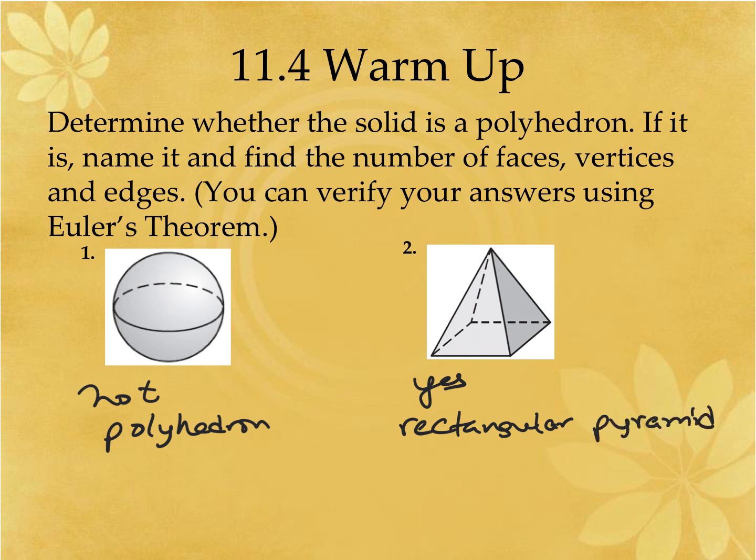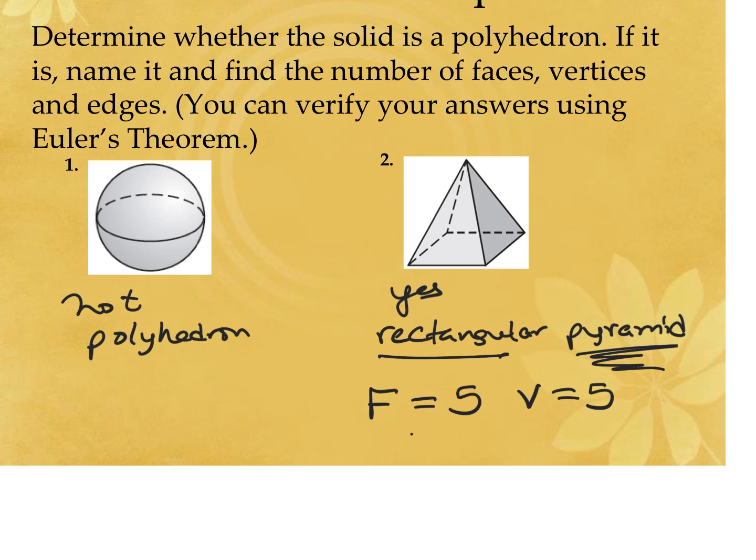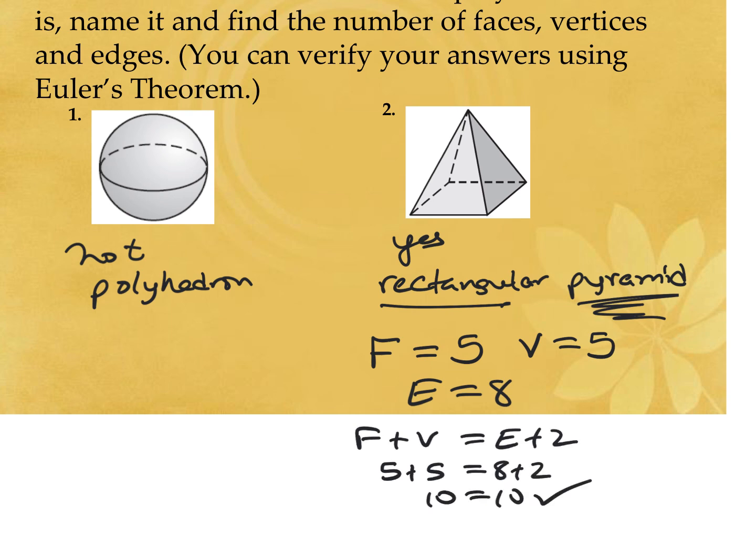So when you're doing this on the quiz tomorrow, you're going to tell me the shape of the base, and then this word here is either going to be pyramid or prism, depending on the polyhedron. Then you're also going to have to identify the number of faces. This pyramid has 5 faces. It also has 5 vertices, and it also has 8 edges. Now, if you want to use Euler's theorem, it is optional. Remember, faces plus vertices should equal edges plus 2. So 5 plus 5 equals 8 plus 2. 10 equals 10. I did count everything correctly.